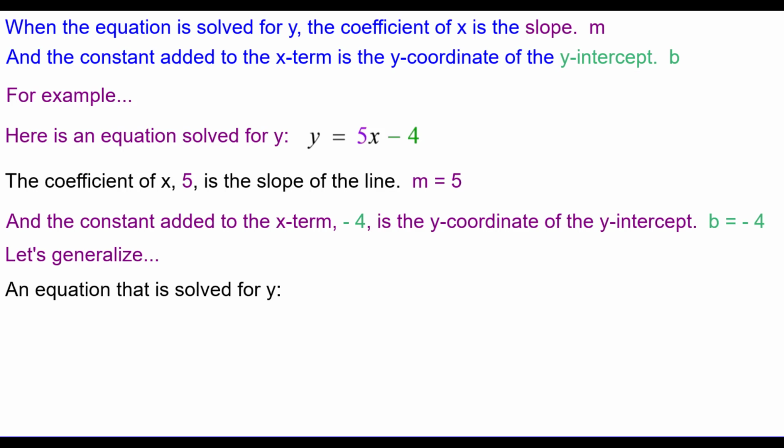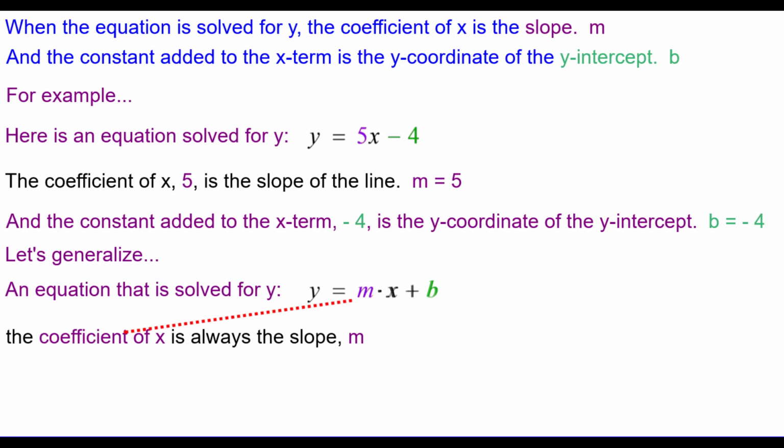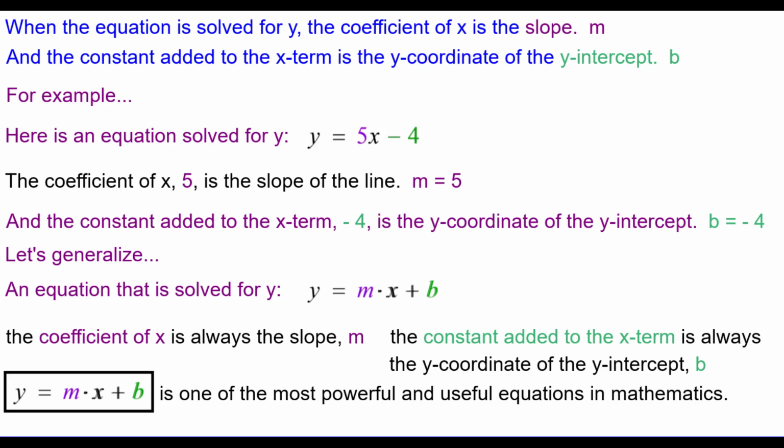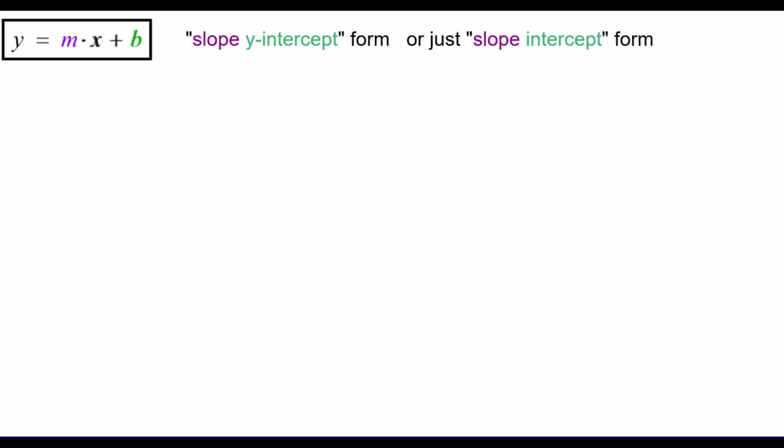Generalizing, an equation is solved for y. We're going to say y is equal to m times x plus b. The coefficient of x is always a slope, m. The constant added to the x term is always the y-coordinate of the y-intercept, designated lowercase b. So y equals mx plus b is one of the most powerful and useful equations in mathematics. The equation is referred to as the slope y-intercept form, or sometimes it's called slope-intercept form. Y equals m times x plus b.